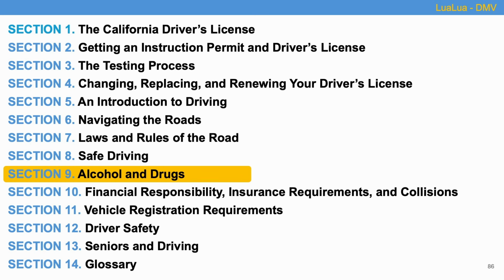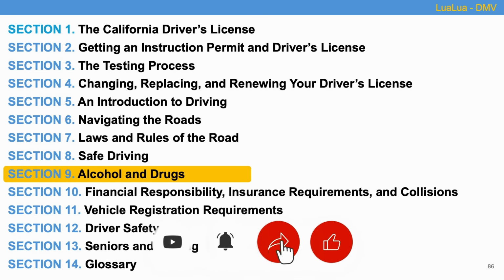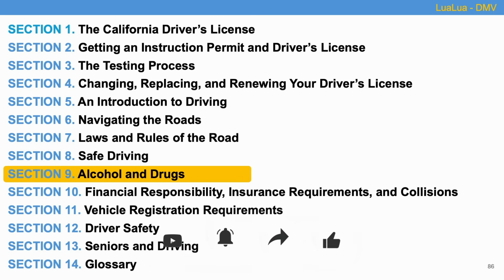Section 9. Alcohol and Drugs. California's driving under the influence (DUI) laws apply to both alcohol and drugs. It is illegal to drive while under the influence of alcohol or any drug that affects your ability to drive safely. As you age, your tolerance to alcohol decreases, which increases the risk of alcohol-related driving problems.